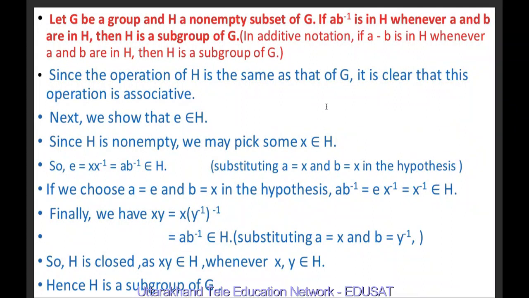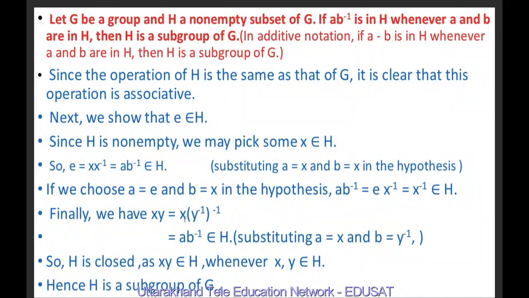So we have shown that the elements satisfy associativity. There exists an identity element in H, and there exists an inverse element in H. Now only the closure property remains to be satisfied in H. So we have xy equal to x y inverse inverse, because the inverse of y inverse is y itself. This we have studied in the properties of group.